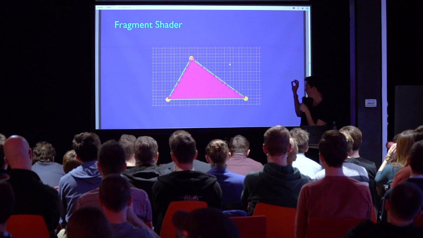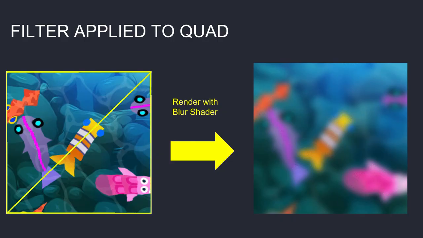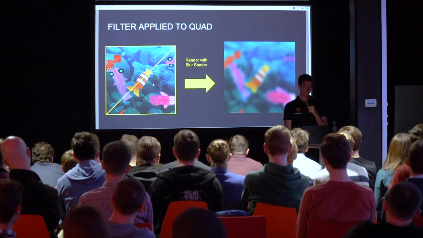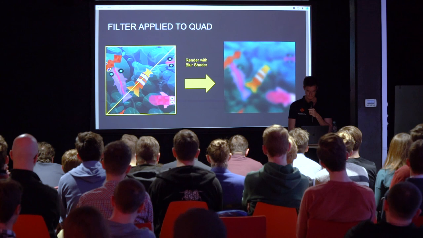So what you can do is, essentially, you have your quad, and then you can draw it, and as you draw it, you can basically go, right, when I put this pixel here, do something special with it, like blur it, or turn it into an ASCII character or something bonkers. So that's all cool.